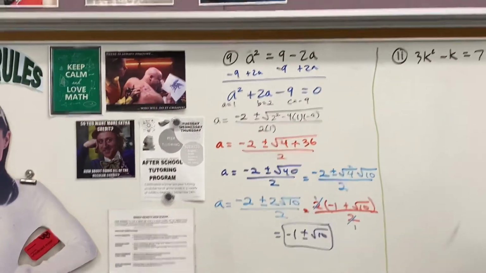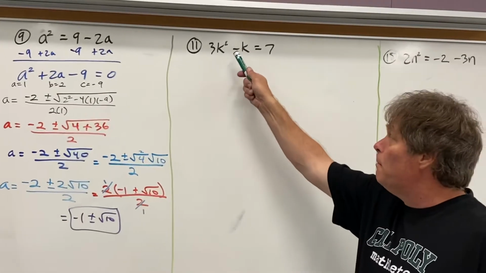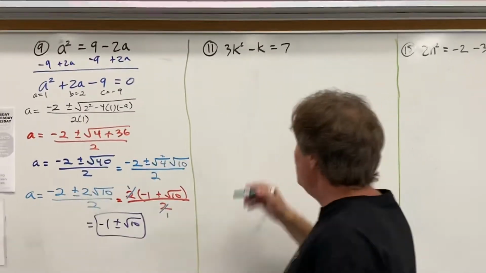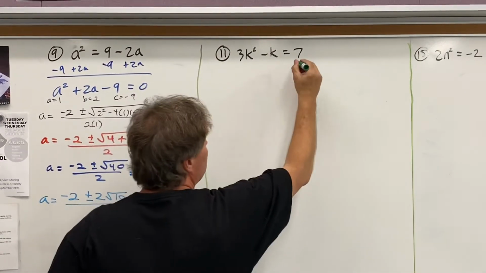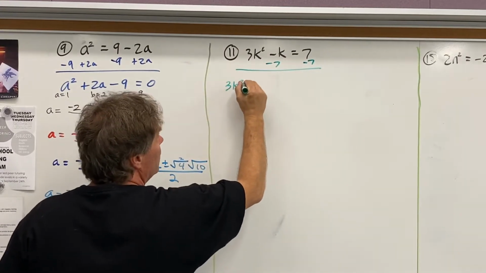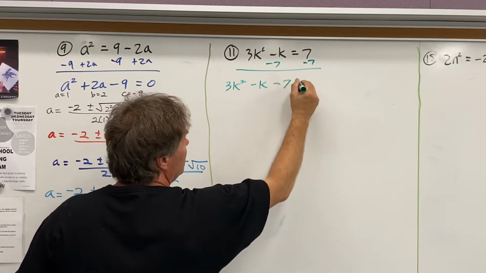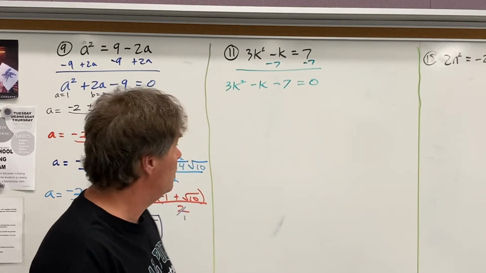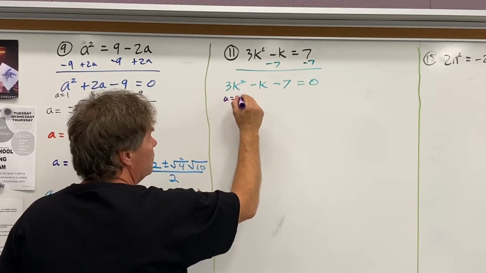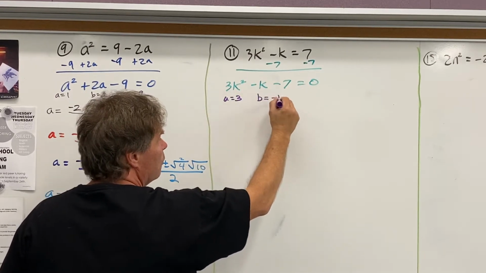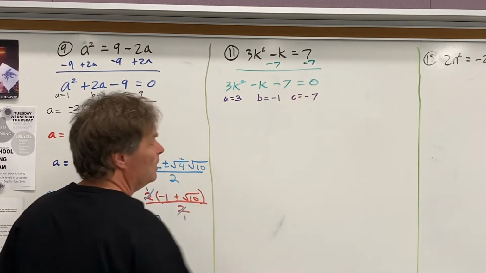Okay. Next thing. Number 11. 3k squared minus k equals 7. Okay. That's not equal 0. Right? And this is positive already, so I'm going to move the 7 over by minusing 7, which gives me 3k squared minus k minus 7 equals 0. Well, I'll tell you what, now I got 0, good news. So a is what's in front of the squared term, which is 3. b is what's in front of the first power term, which is -1. c is -7, like that.